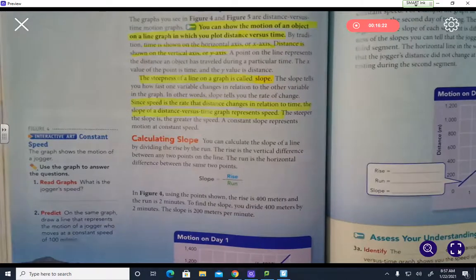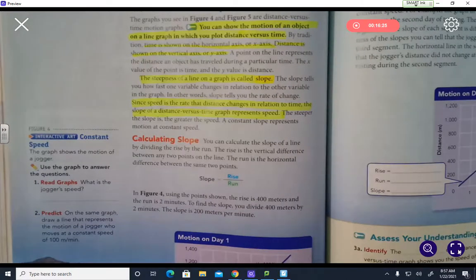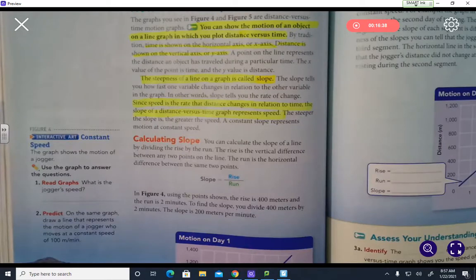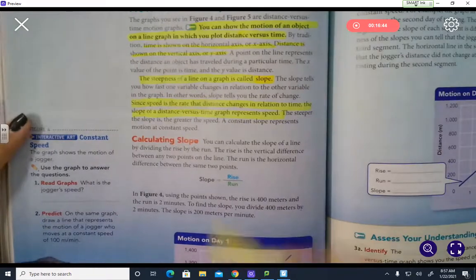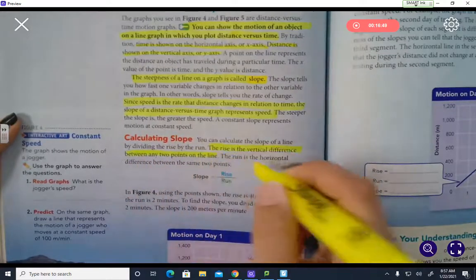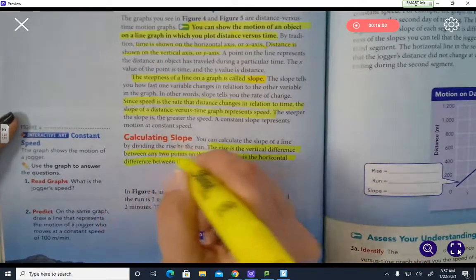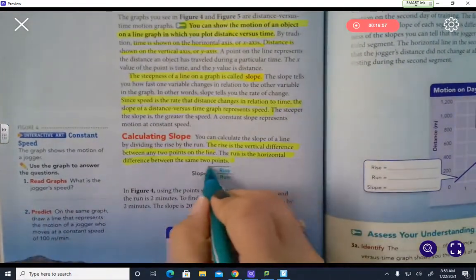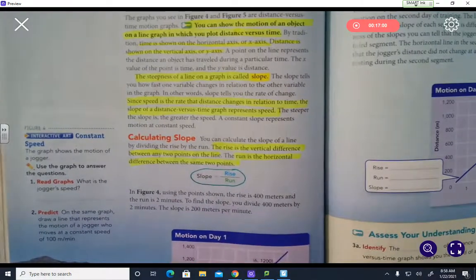So we're going to talk about calculating slope. You can calculate the slope of a line by dividing the rise over the run. The rise is the vertical distance between 2 points on a line. The run is the horizontal difference between the same 2 points. So the rise is the vertical distance between any 2 points on a line. Run is the horizontal difference between the same 2 points. And then again, take your pencil and circle that formula.